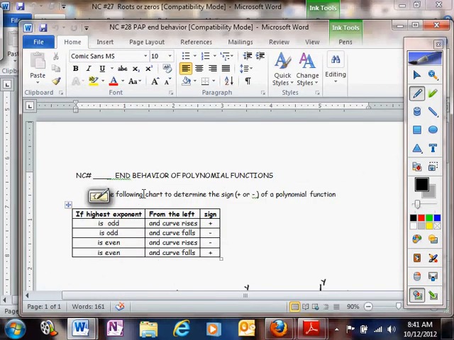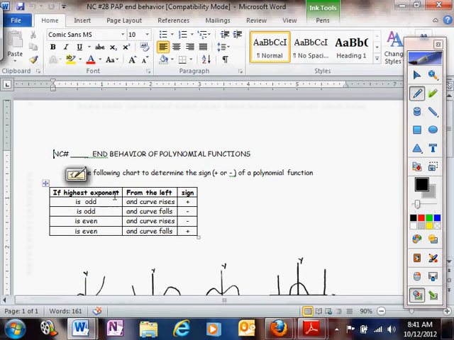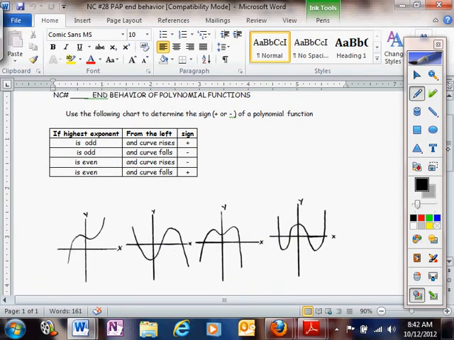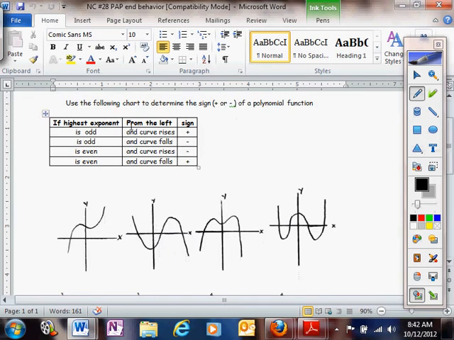Note card 28 talks about end behavior. It says use the following chart to determine the sign, positive or negative, of a polynomial function. And so we have this chart here, and this is a very handy chart, and you're going to need this when you're graphing these functions by hand. If the highest power of the exponent is odd, then the curve rises from the left.